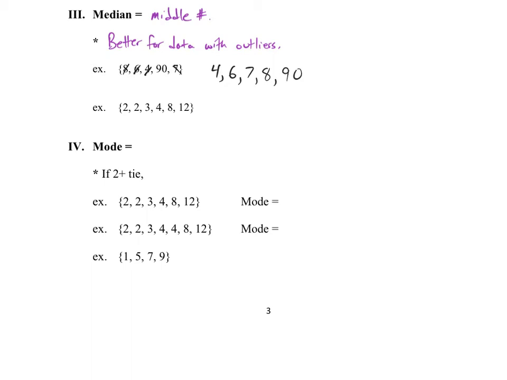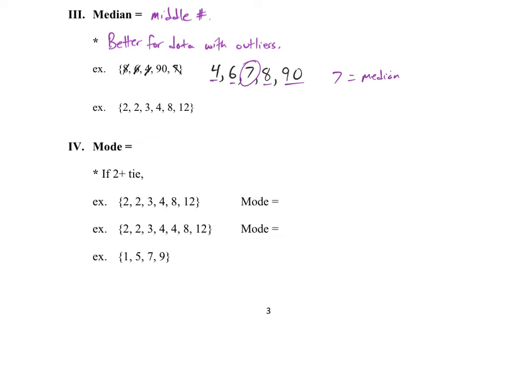But here's another example of one that has an outlier, the 90. And now, what's going to be our middle number? Well, I have a 4 and a 90, so one off each end, a 6 and an 8. So the middle is going to be 7. So 7 equals the median. And again, you see here the outlier doesn't really matter.